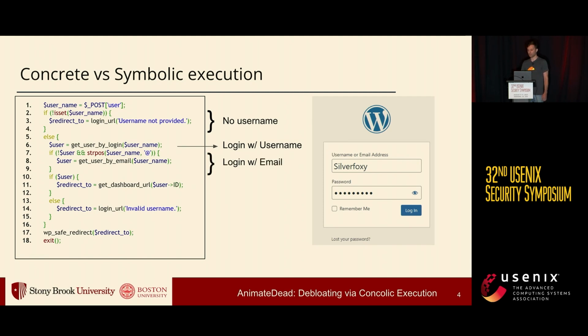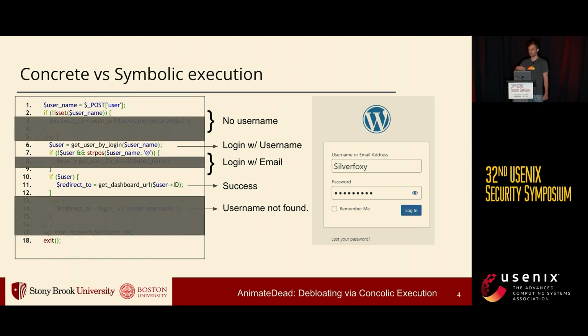If not, we check if there's an @ sign in the username, and if there is, the user may be trying to log in via email, and these are separate columns in the database, so we have to query the database again. And if either of these calls succeed, we would redirect the user to the admin panel, and if they fail, we show an error to the user.